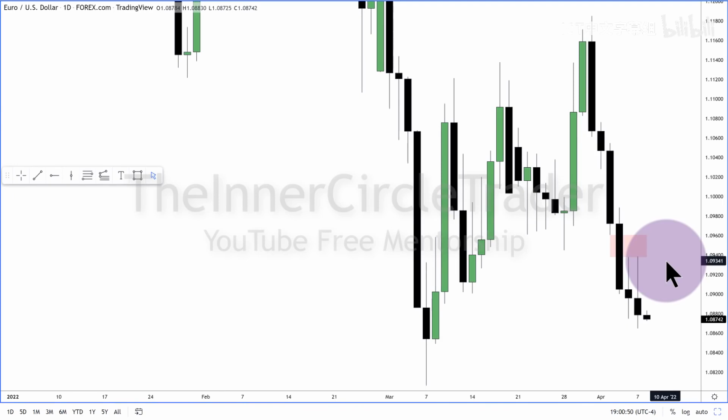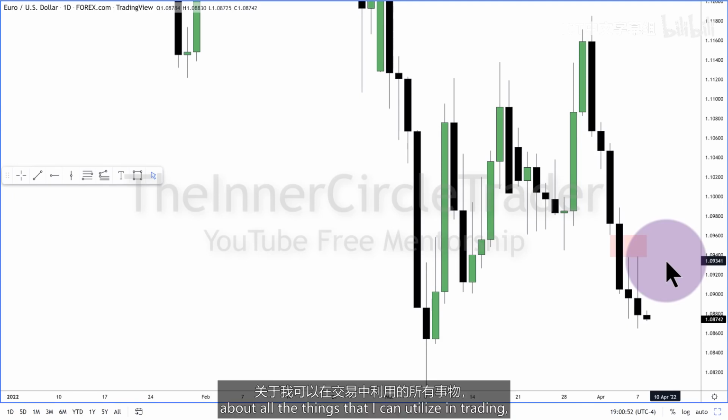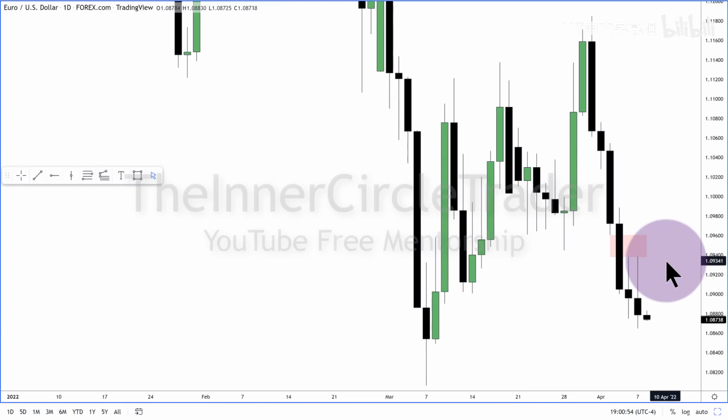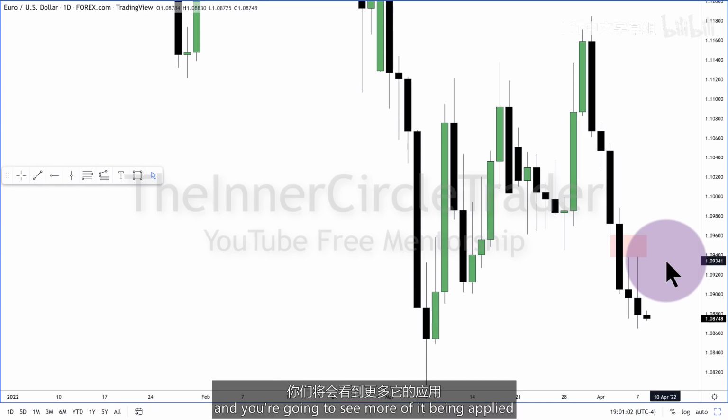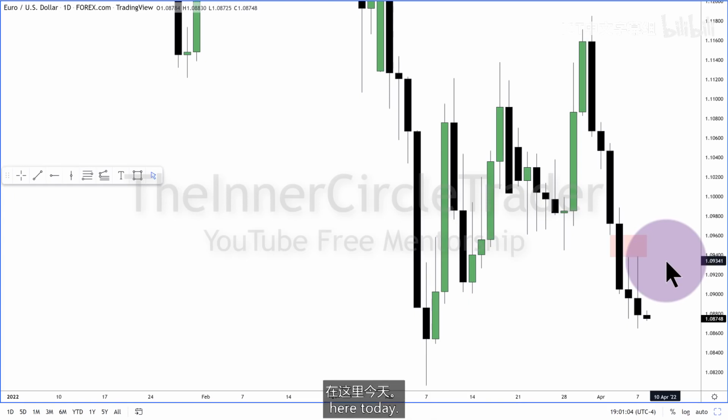Knowing what I know about all the things that I can utilize in trading, the reason why I stripped it all down and created the model like it is, and you're going to see more of it being applied here today, is so it gives you a step-by-step approach.